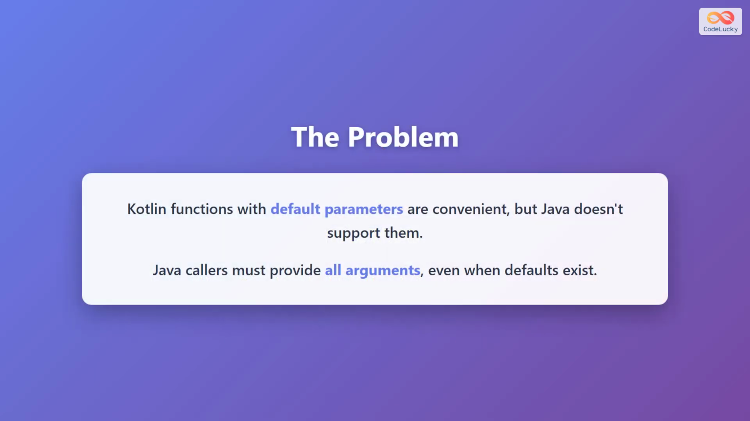Let's start by understanding the problem we're trying to solve. In Kotlin, we can define functions with default parameters, which is a convenient feature that allows callers to omit certain arguments. However, Java doesn't support default parameters at all. This means when Java code tries to call a Kotlin function with default parameters, Java developers must provide all arguments explicitly, even when default values already exist. This defeats the purpose of having defaults in the first place.